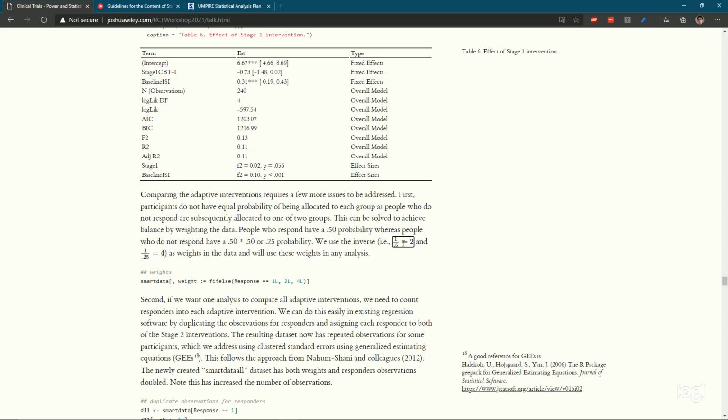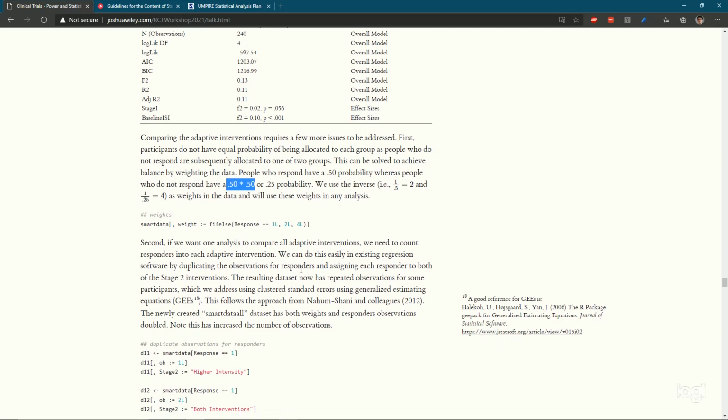We use the inverse of that, i.e. 2 and 4, as weights in the data set. We'll use those weights in the analysis. So here I'm just adding a variable weight to the data set, which says if response is 1, if people responded, then give them a weight of 2, 1 over 0.5. If not, give them a weight of 4. If you had a different allocation ratio, if you didn't use 1-to-1 allocation, if you use 1-to-2 or something like that, you'd have to adjust the probabilities and adjust the weights. But it's pretty easy. Just take the ratio.